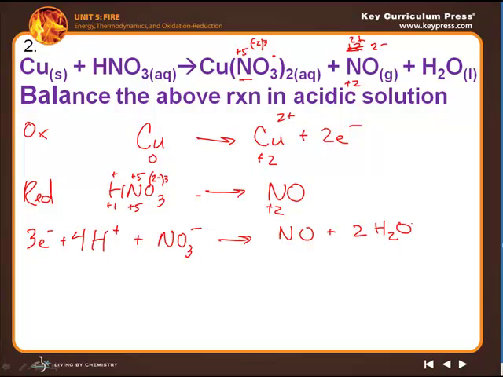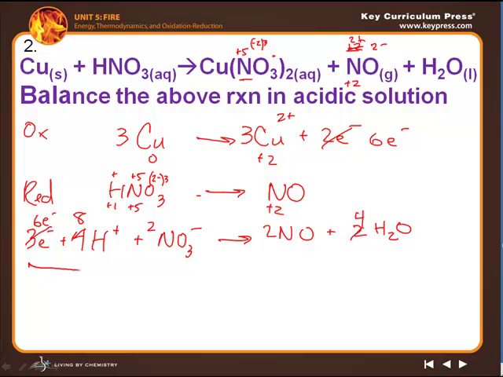Next step is to take each of the half reactions and equal out the electrons. So we got 2 and 3, so we multiply this by 3, this by 3, that by 3, which is going to give us 6 electrons, and then this by 2, so that gives us 6 electrons. That gives us 8, that gives us 2, that gives us 2, that gives us 4.